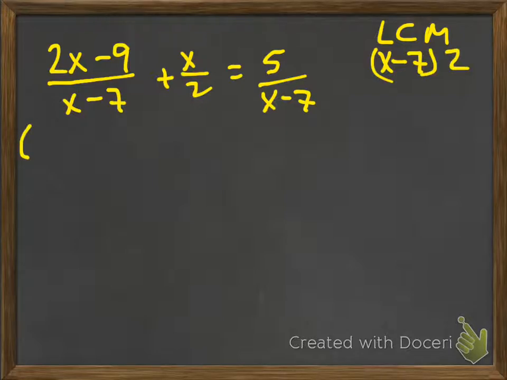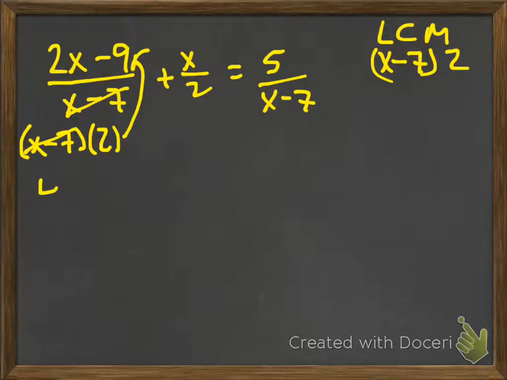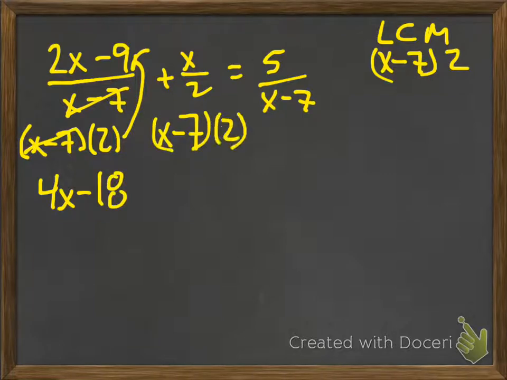And a 2. And I'm going to write them under each one of these fractions so you can see what happens here. Notice that here I'm going to say this times the x minus 7 times that first term. And the x minus 7's cancel out, leaving me a 2. That 2 needs to multiply the numerator. So 2 times 2x minus 9 is 4x minus 18. Then I'm going to do the x minus 7 times 2 to the second term. There, the 2's cancel out. So I need to do x minus 7 times x, which is x squared minus 7x.